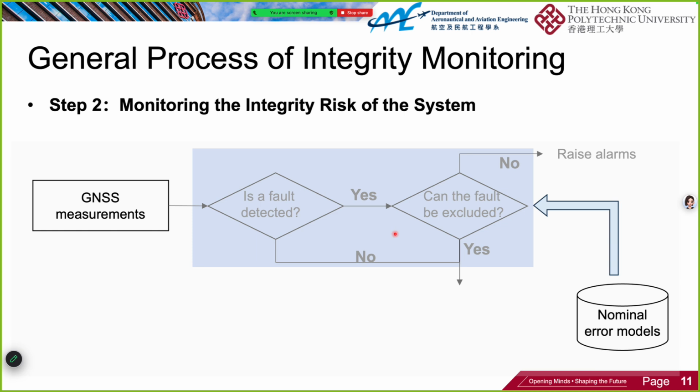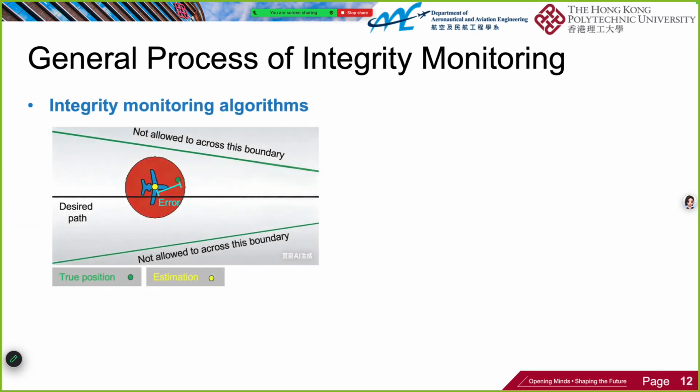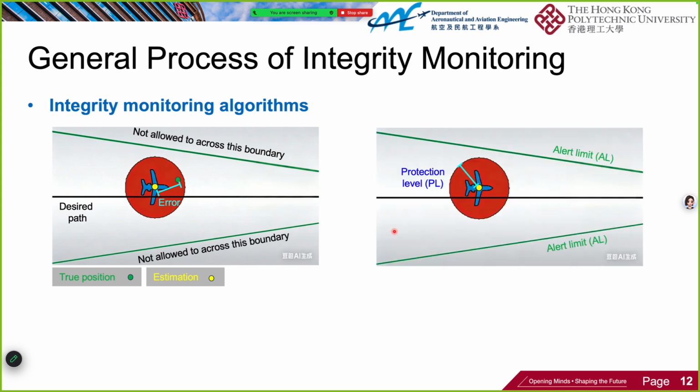The next stage is to monitor the integrity rates of the system. This step also lists the nominal error models. To understand this, we go back to the example shown at the beginning. Here we translate the example into the terminology used in integrity monitoring. The boundary in this figure is called the alert limit. The radius of the red protection region is called the protection level.